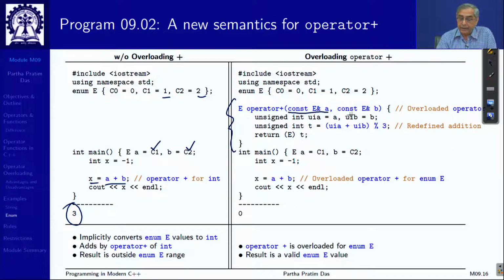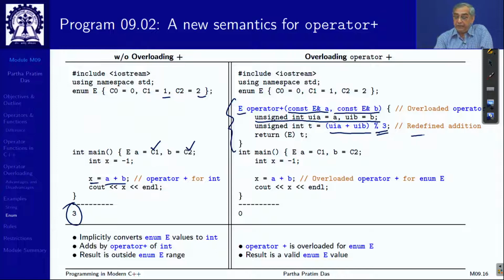Again I take two enums like I did last time, const E ampersand and so on. I will return an enum by value, because this will be a new value. Internally, I define unsigned integers, I add them and I do %3. So this means I will do a modulo 3 addition. So, 0 added with 1 is 1, 0 added with 2 is 2, but 1 added with 2 is 0. 1 plus 2 is 3, modulo 3 is 0, and 2 added with 2 is 1, right.